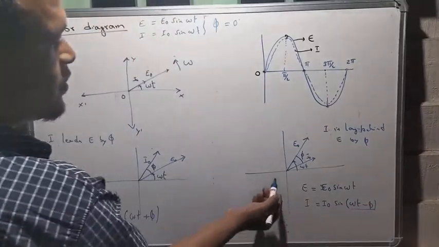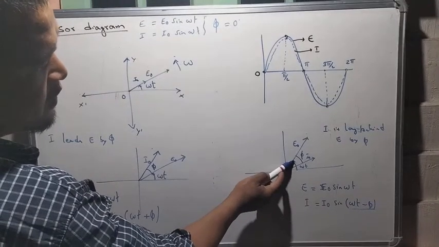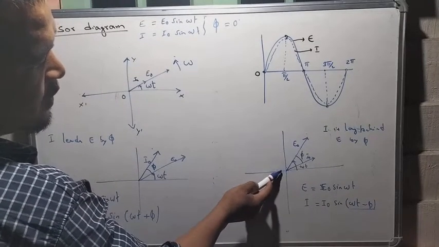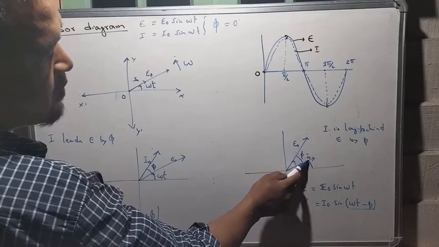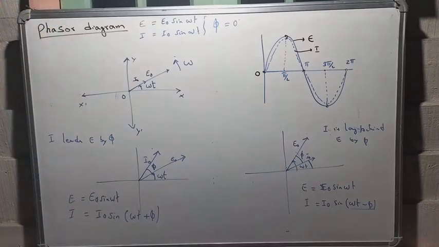Okay, I hope this is clear, because looking at this figure, omega t is the angle between E naught and the reference. So now what will be this angle? This angle will be omega t minus angle phi. Okay, so these are the three cases of representing them in a phasor diagram. So in the next video, we shall see how to represent a phasor diagram for a circuit containing only a resistor, a circuit containing an inductor, and a circuit containing a capacitor, and so on. That we shall do in the next video.